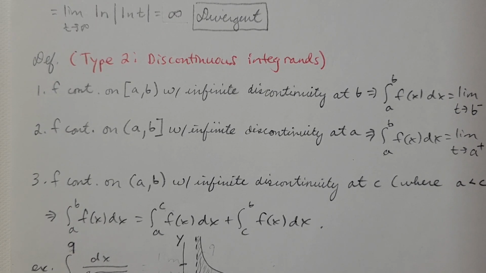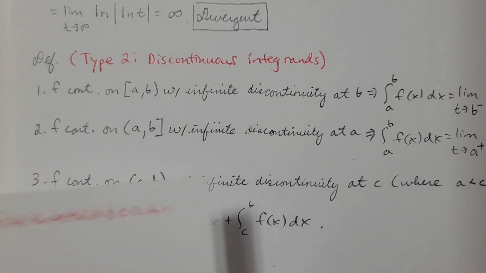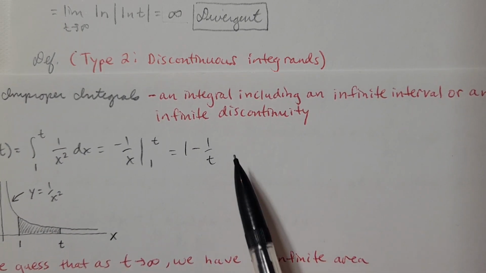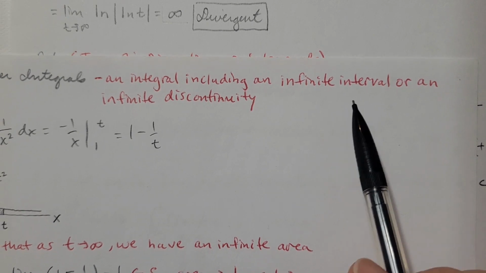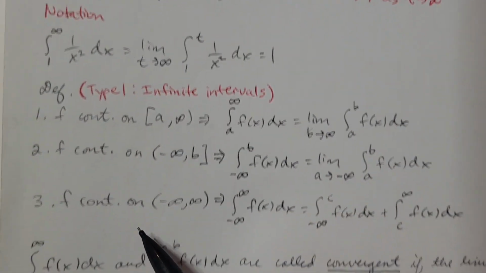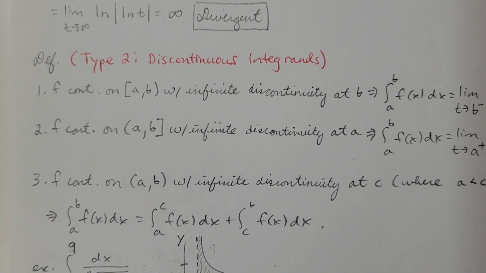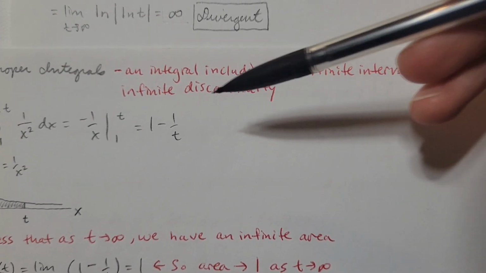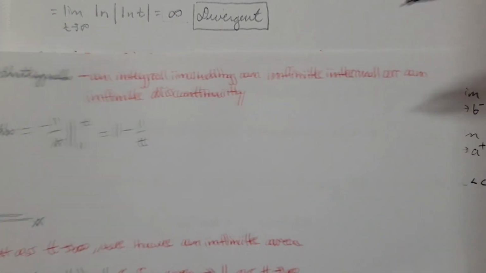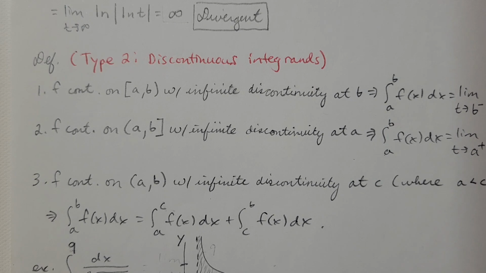Okay, so we're going to look at the type 2 kind of improper integral. Again, there's two types. There's the type where you have an infinite interval, and that's the one that we're looking at here before. Basically when one of the bounds is either infinity or negative infinity, you have an infinite interval. And then the type 2 kind is when there's an infinite discontinuity. So that's what we're going to be focusing on now.